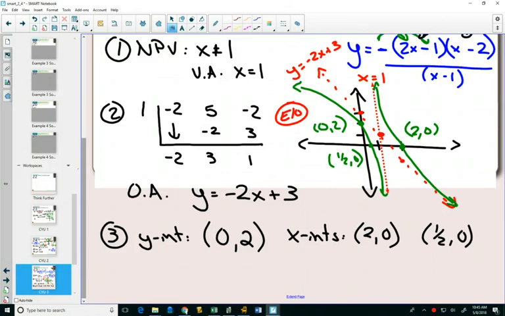My graph at the top here is not getting closer to my asymptote, it's getting farther away from my asymptote. So if I want to fix that, my graph needs to approach my asymptote and not get farther away from it. Question number 5.